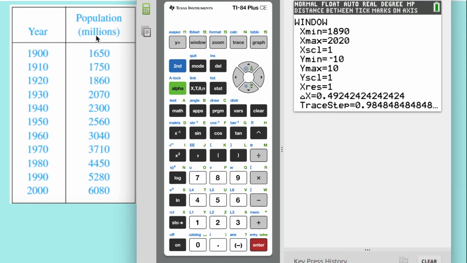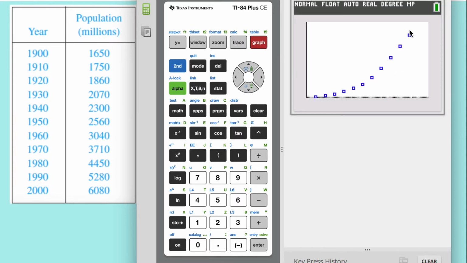Now my Y values, it looks like my lowest is 1650, so I'm going to make my Y min 1600. And I'm going to estimate 2015, so I'm guessing it's going to be bigger than 6,080 million. So let's just go 7,000 for my Y max. And now if you go ahead and hit graph, you should see that there are these little plots on here. So these are my stat plots and they're turned on, so my data points are graphed.